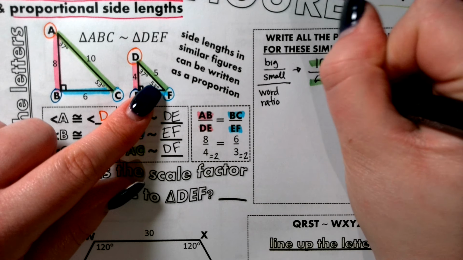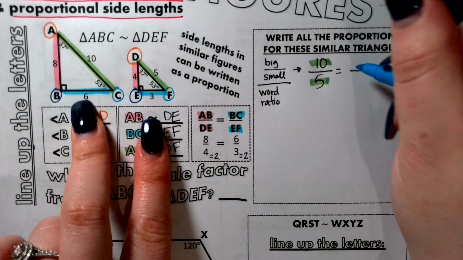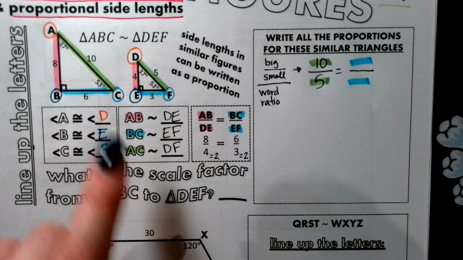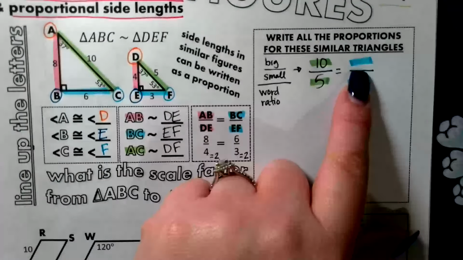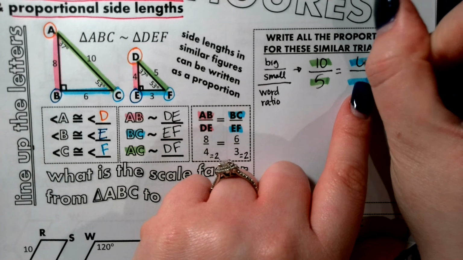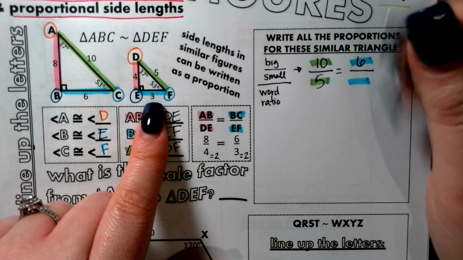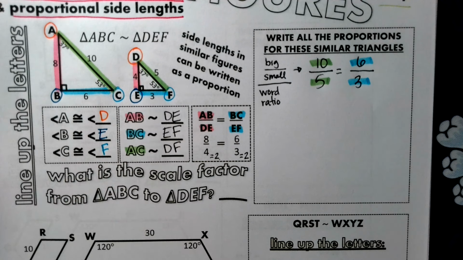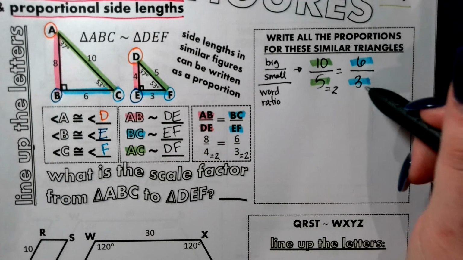And then let's do our bottom sides to go along with it. So let's use our blues. What's my big blue bottom side? 6. And my small blue bottom side is 3. Because again, 10 over 5, that simplifies to 2. 6 over 3, that simplifies to 2.